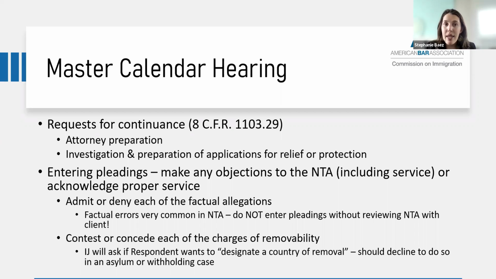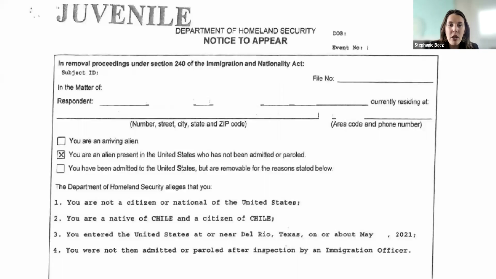Entering pleadings is the substance, really the meat, of what a master calendar hearing can be about. The judge will ask you to enter pleadings based on the NTA, which means you're either going to admit or deny factual allegations, or contest or concede charges of removability. So what does that mean? I'm going to show you here a picture of a notice to appear. We're going to circle back to this one in a few minutes, but for now, you can just notice it's redacted, but here at the top of the NTA, this is what it looks like.